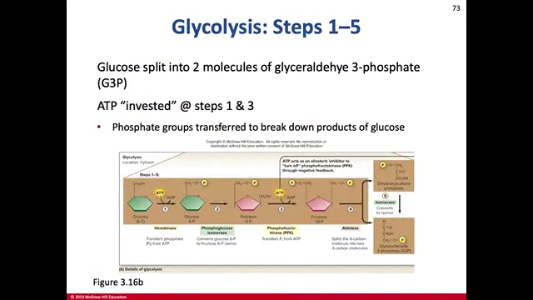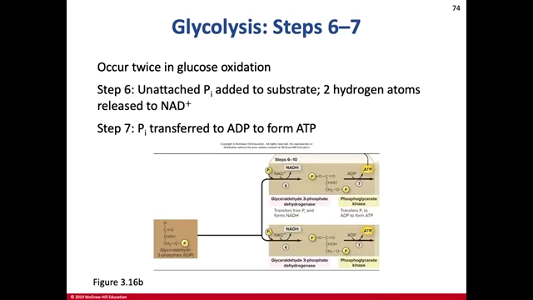In the first 5 steps, we split glucose into glyceraldehyde 3-phosphate, and we actually use some ATP in order to trap the glucose inside the cell so that it doesn't leave the cell through a leak channel. And we generate glyceraldehyde 3-phosphate, okay?